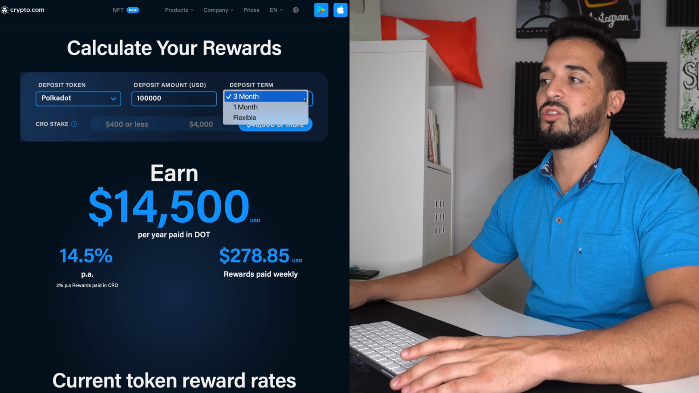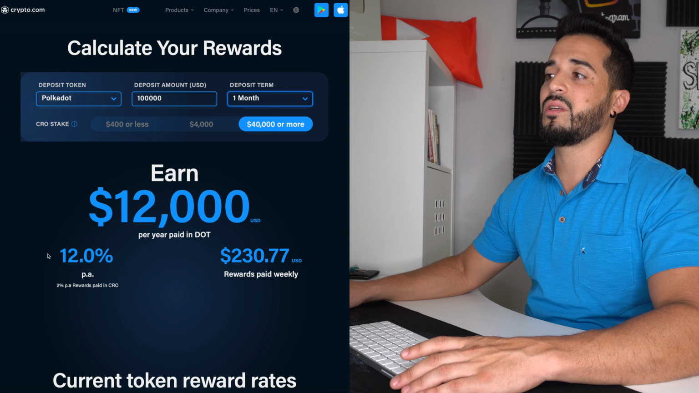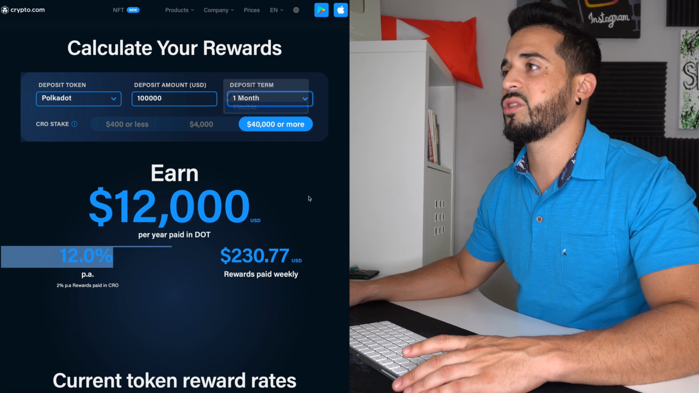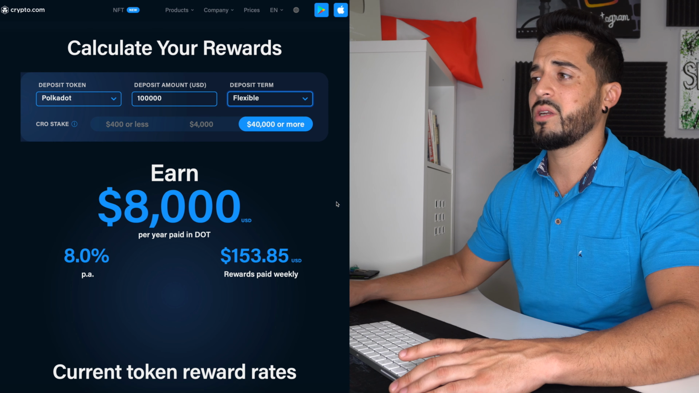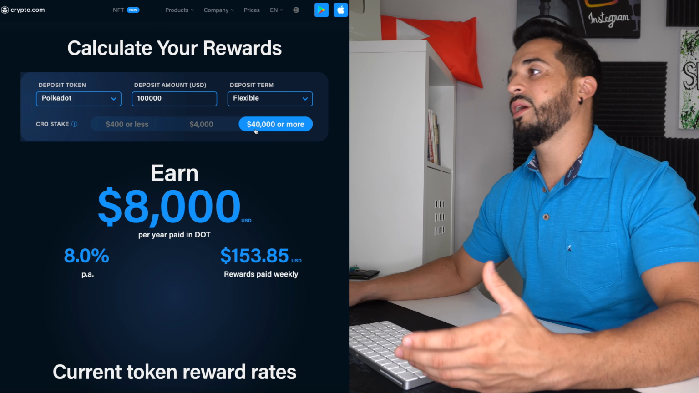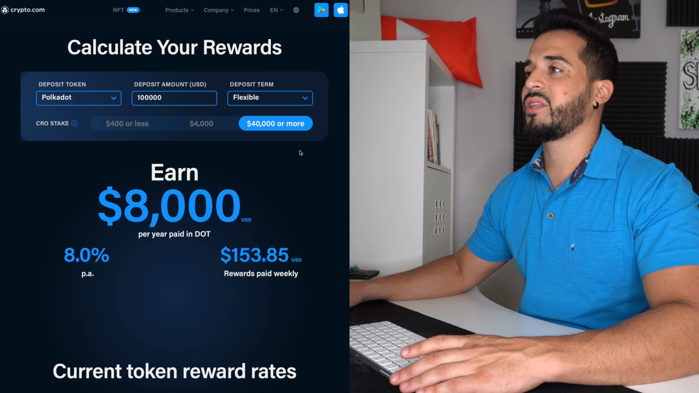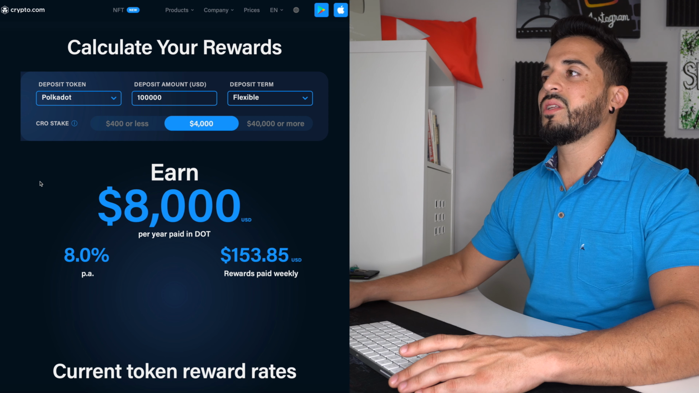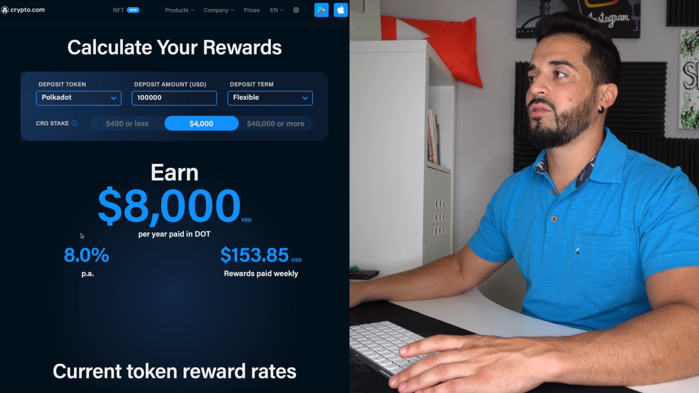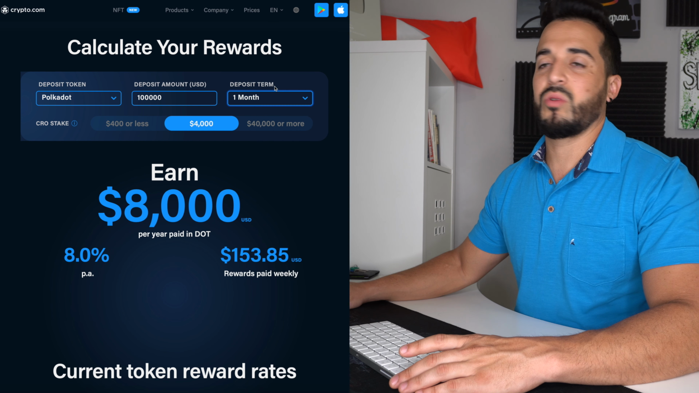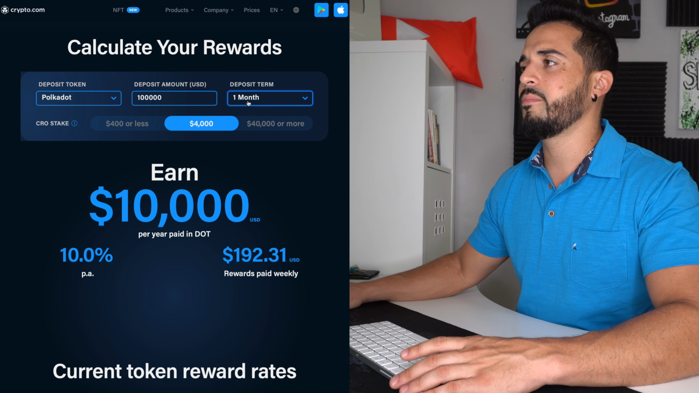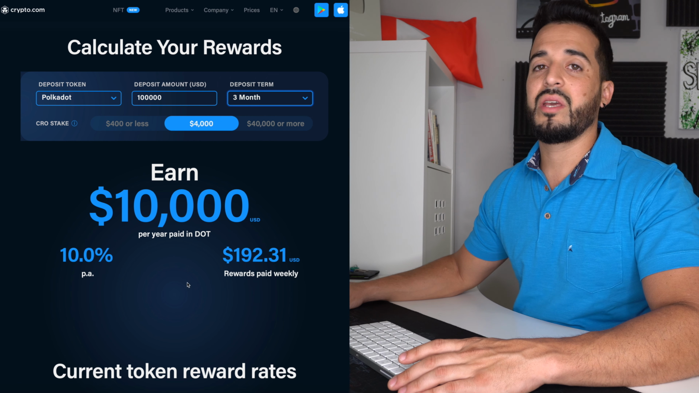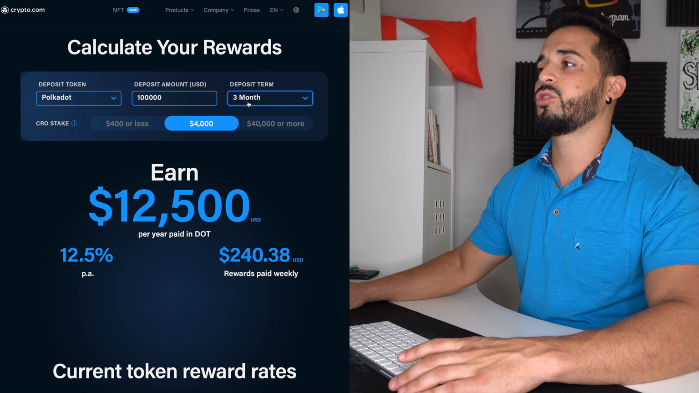For 1 month, it's 12%, and flexible, meaning you can trade and sell your Polkadot or transfer it out anytime you want, 8%. Now, not everyone may have $40,000 to stake in CRO coin. So let's do a more reasonable number, maybe 4,000. So you can still get 8% on your Polkadot, and 10% with a one month term and 12.5% with a 3 month term. So that is still super high.